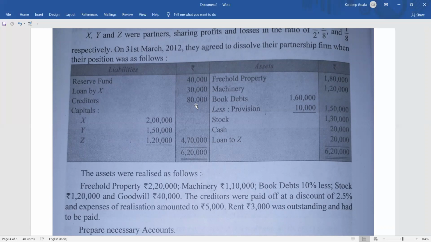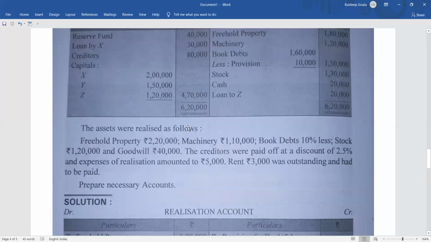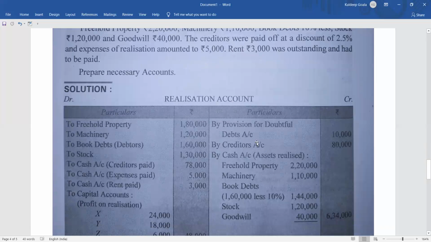Provision also shows credit balance, that is why it is a less in the asset side. So provision account debit, provision for doubtful debt. Okay, creditors account debit 80,000, provision for doubtful debt account debit 10,000, to realization account 90,000. So in the realization credit side, by creditors, by provision for doubtful debt 10,000, by creditors 80,000.